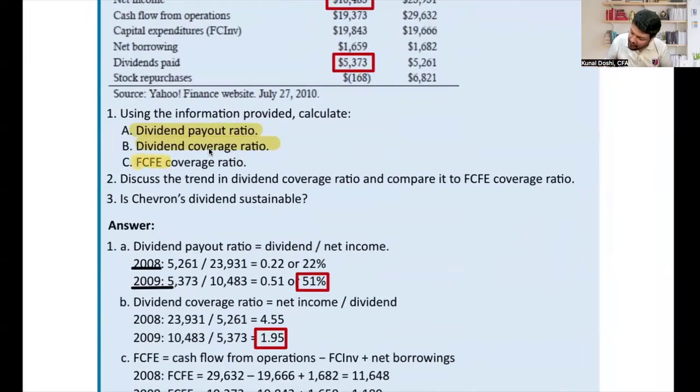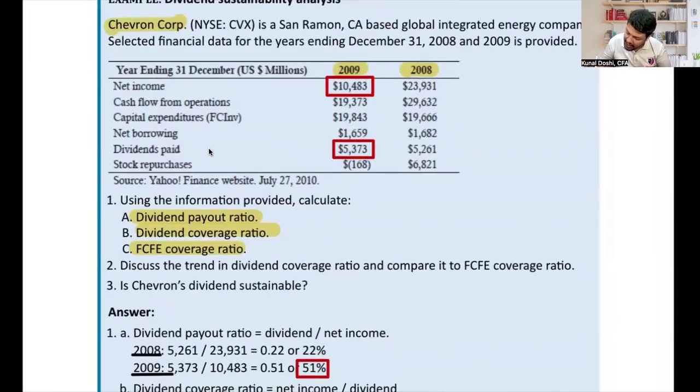FCFE coverage, for that I require FCFE. Now, if they've not given me FCFE, I can calculate FCFE for 2009 as CFO. How much is my CFO? My CFO is 19,000. Fixed capital I will subtract. Net borrowing I will add. So you will do 19,373 minus 19,843. Fixed capital subtract. Correct? Plus 1659 as net borrowing. Are you getting 1189?